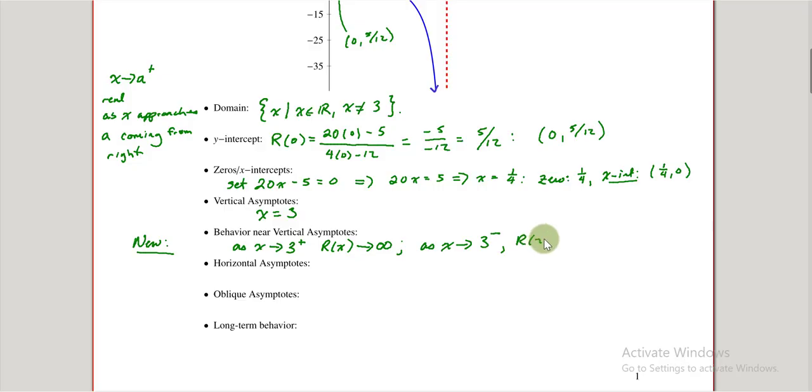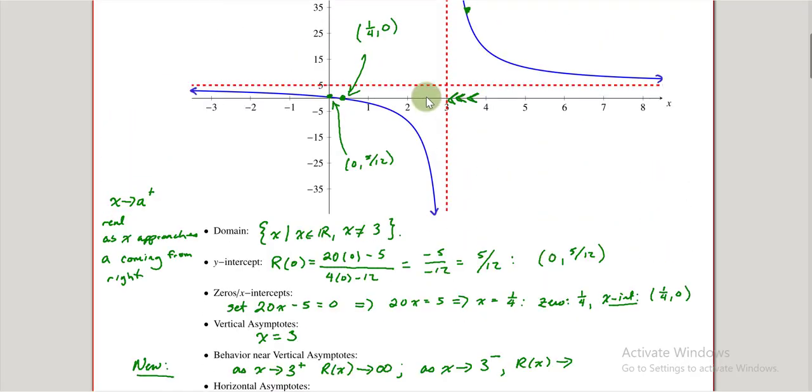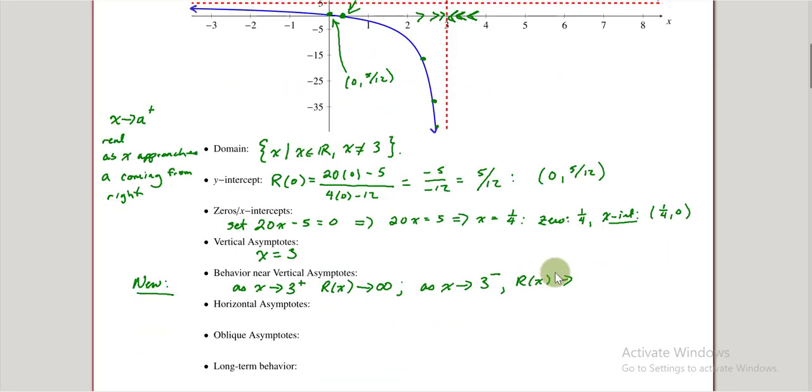the y values are going to be doing what? Well, let's find out. As I approach 3 but come from the left, my y values are becoming very, very negative. So we'd say r of x approaches minus infinity. Folks, this is new material, so I know this might feel a little bit confusing at this point.